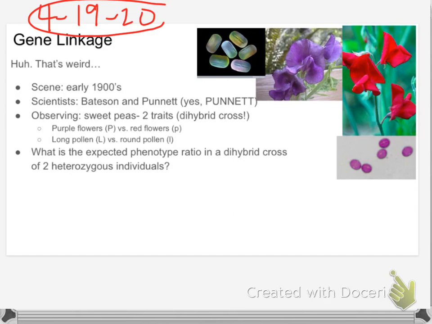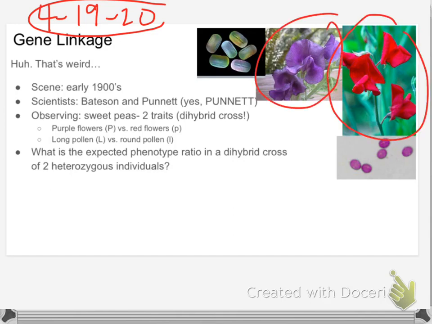So Bateson was one geneticist, and Punnett, you might have recognized that name. Punnett was another one. And this is in the early 1900s. They were basically trying to reconfirm some of Mendel's work with the pea crosses. And they were using plants called sweet peas. And these are sweet peas right here.